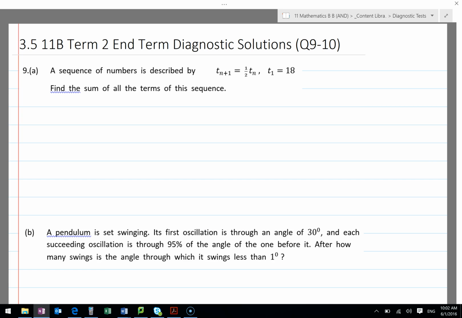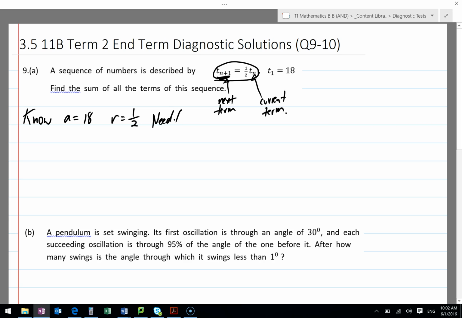Okay, question 9, given a sequence described by this thing here means to find the next term, take the current term and multiply it by a half. Okay, and they tell us what the first term is. Find the sum of all terms of this sequence. So I know the first term is 18, and I know the common ratio is going to be a half. What do I need to find? The sum of all values, all terms of the sequence.